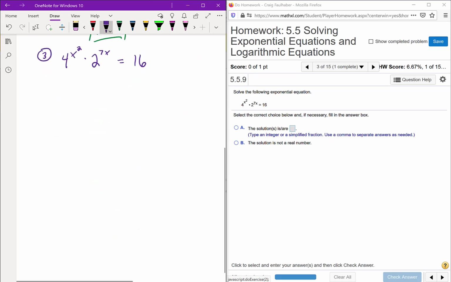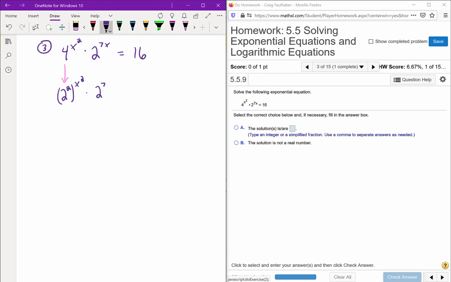One way to do this problem is to recognize that every single base in this problem can be converted into a base of 2. For example, I can replace this 4 by 2 squared. I'll just copy down the second term, and we can write 16 as 2 to the 4th power. Now that every single base and every single exponential expression in this equation is the same, we can use our rules for exponents to finish the problem.